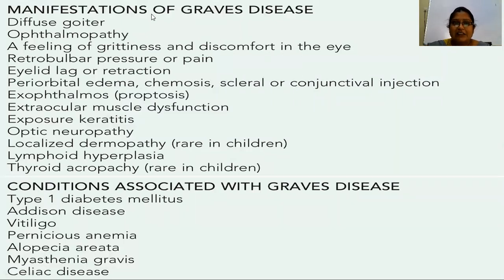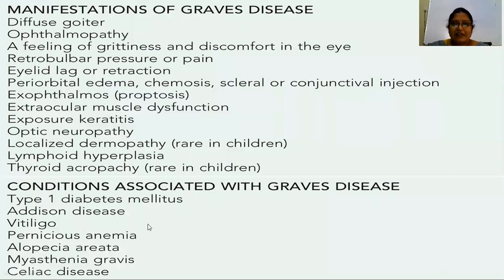Okay. These are the manifestations: diffuse goiter, ophthalmopathy, a feeling of grittiness, discomfort in the eye, retrobulbar pressure or pain, eyelid lag or retraction, periorbital edema, chemosis, scleral conjunctival injection, exophthalmos, extraocular muscle dysfunction, exposure keratitis, optic neuropathy. Localized dermopathy is rare in children, as are lymphoid hyperplasia and thyroid acropathy.